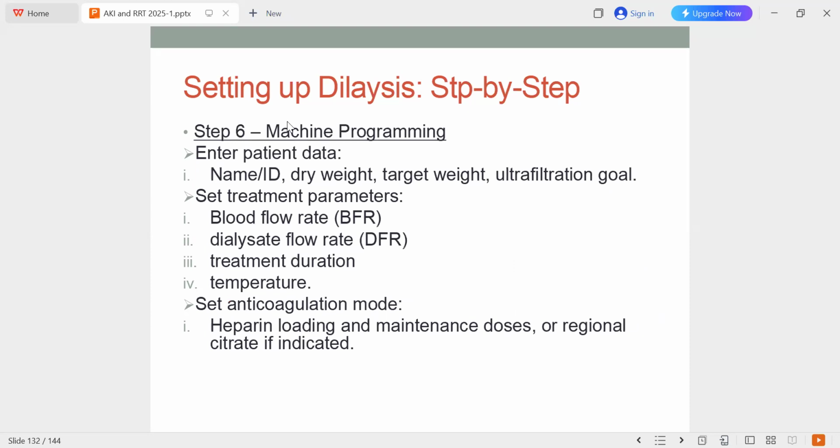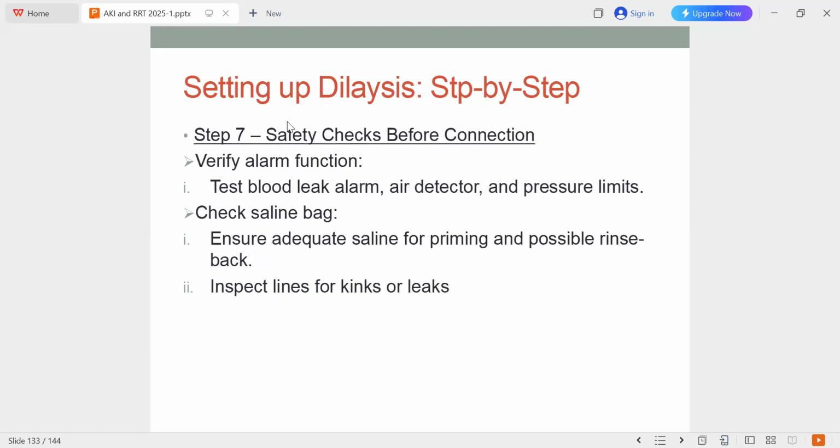before you connect the machine to the patient. Machine programming: enter the patient's ID, the weight, the target weight, and the UF goal, that's the ultrafiltration goal. Then select treatment parameters, including the blood flow rate, the dialysate flow rate, the treatment duration, and temperature. Remember that we did say one of the complications of dialysis is hypothermia. Select anticoagulation mode with heparin loading and maintenance doses, or for patients who have a risk of clotting, you want to use regional citrate as indicated.